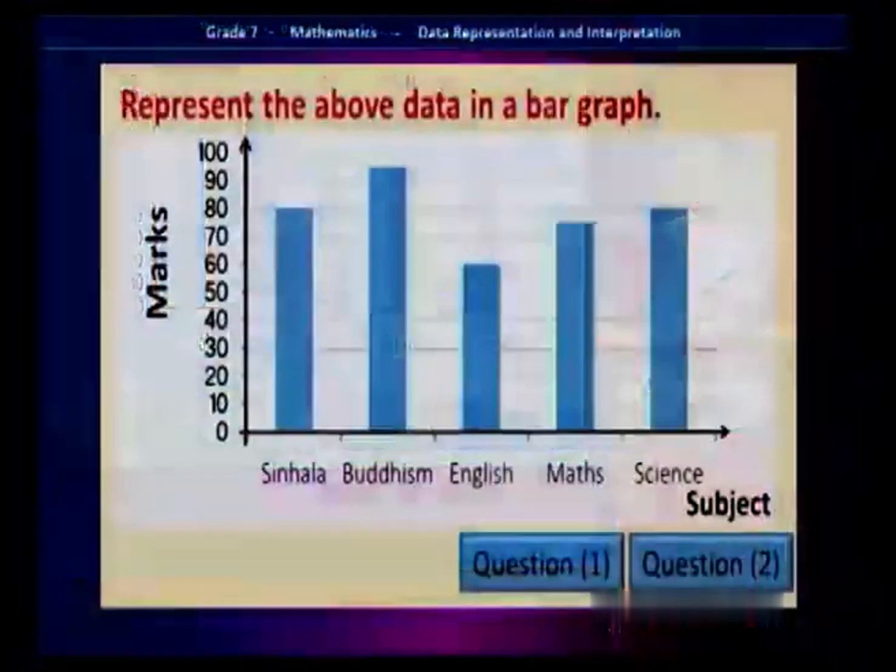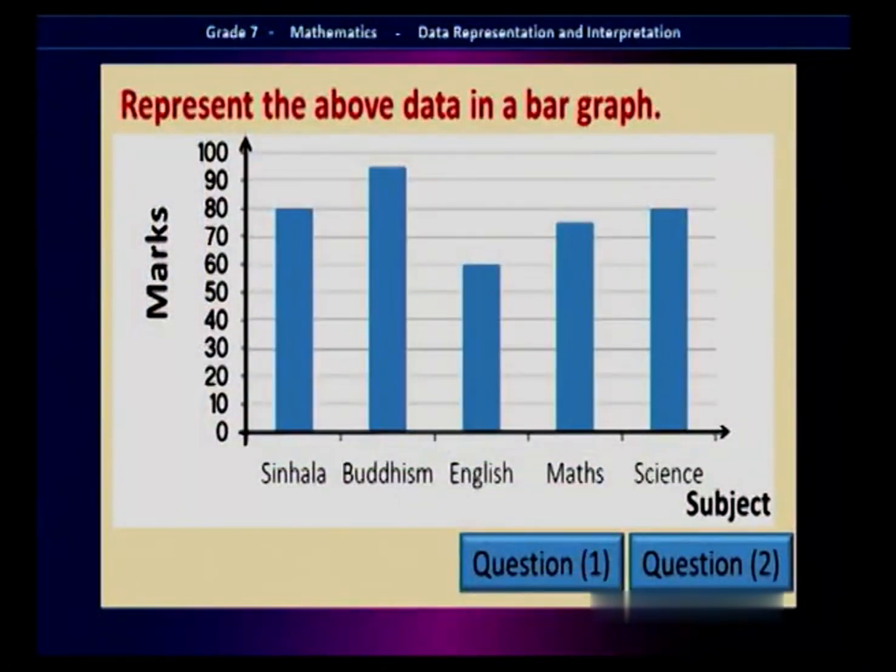Then two axes. We should select two axes. The most popular one is drawing vertical bars. It is easy to read. Then Sinhala 80 marks, Buddhism 95 marks, English 60 marks, Maths 75, Science 80 marks. Then after showing this bar graph, we have to write the answers for some questions.